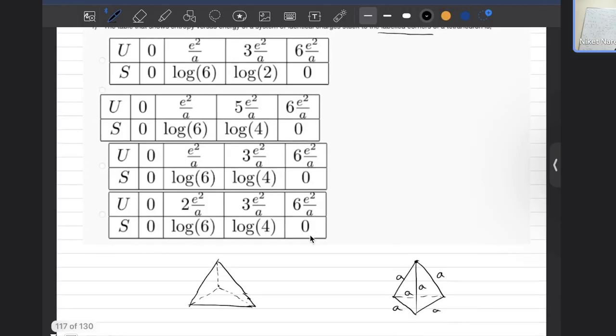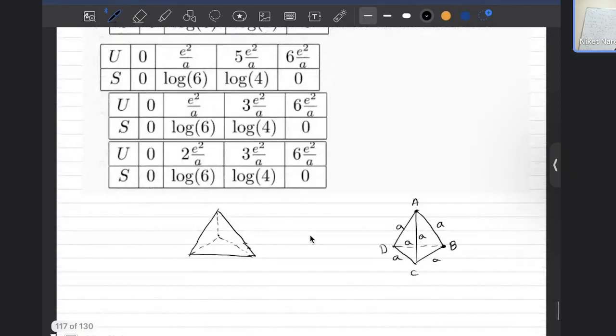Let's start with two charges. Suppose I have two charges and I have placed them in these corners. Let's name the corners actually, that would make more sense. This is A, this is B, this is C, this is D. So I'm placing two charges, one on A and one on B. So in that case, what do I have? The potential energy that I get is E square by A.